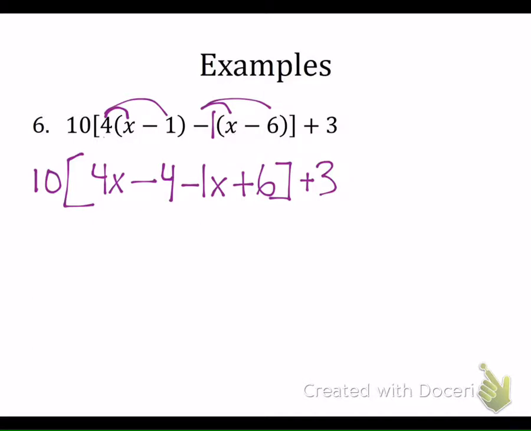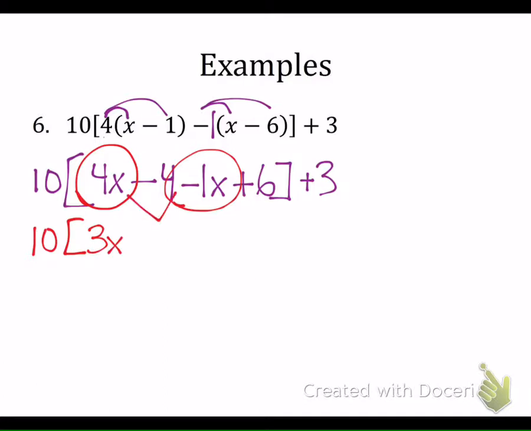Now, I have to distribute again. I don't really feel like distributing 10 to 4 terms, so I'm going to see if I can combine some stuff first. What is 4x minus 1x? What is -4 plus 6? +2, so +2 plus 3. Now I can distribute. So what do I get on the next line?